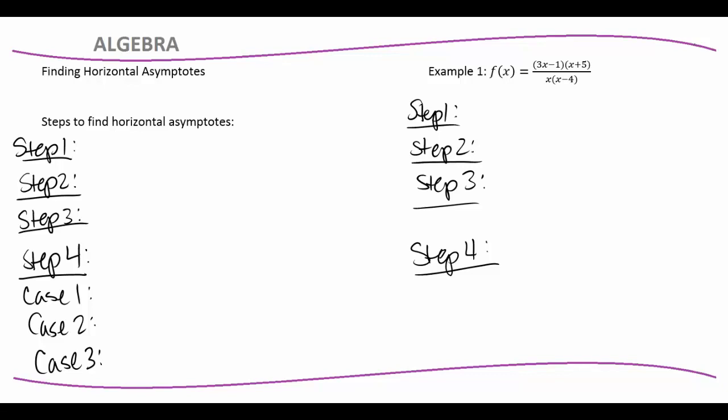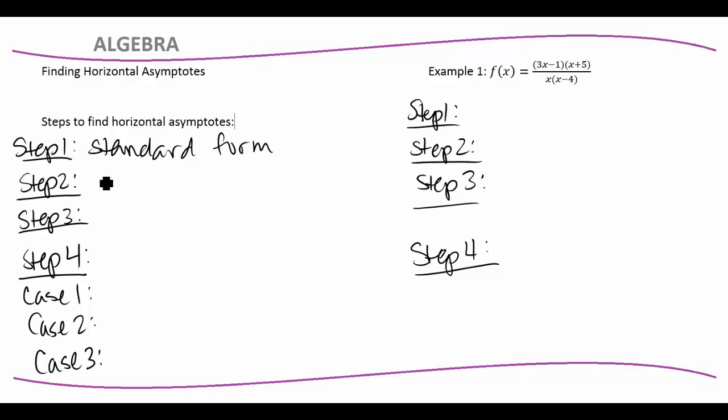Today we're going to talk about how to find horizontal asymptotes. First, let's talk about the steps to find horizontal asymptotes. Step 1 is to put the equation in standard form. And standard form is the y equals or f of x equals.